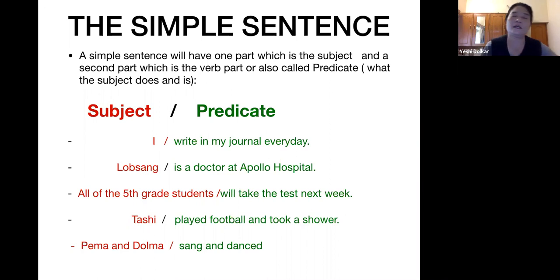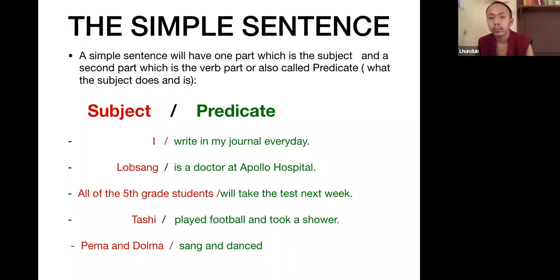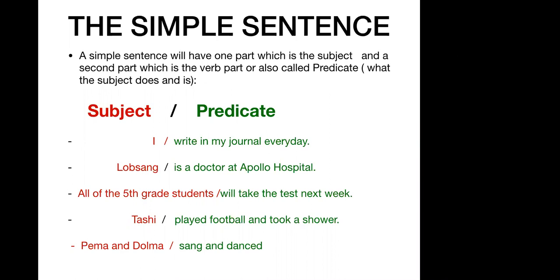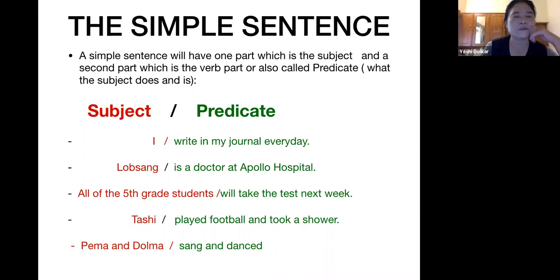So if you look at these examples, now you should understand what predicate means. Predicate is the part of the verb, all right? Is this predicate part talking about this subject? If this predicate part is talking about this particular subject, then it's a simple sentence. Do you understand? Yes, madam. So let's look at the examples there.